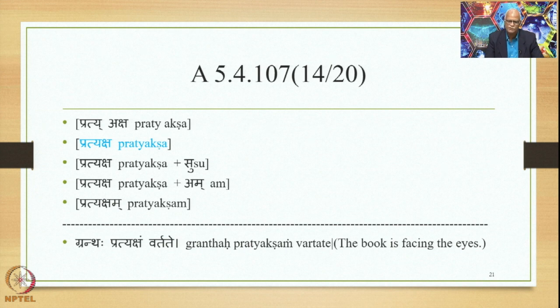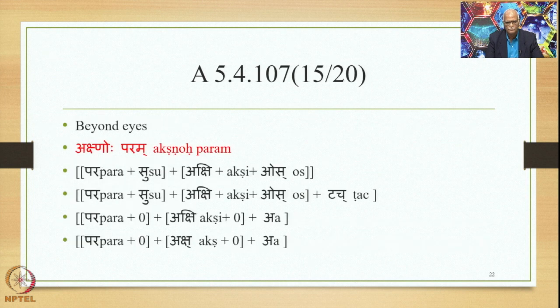So pratyaksha is an avyaya in this particular way. Similarly, akshnoho param, beyond eyes. And akshnoho param is the laukika vigraha. The alaukika vigraha is para plus su, plus akshi plus os. Now this is an alaukika vigraha, we get the pratipadika saudhnya over here.